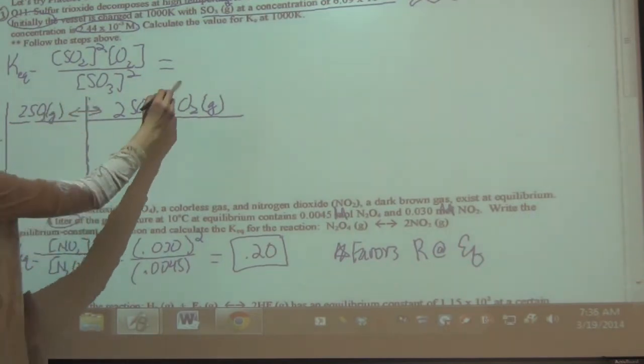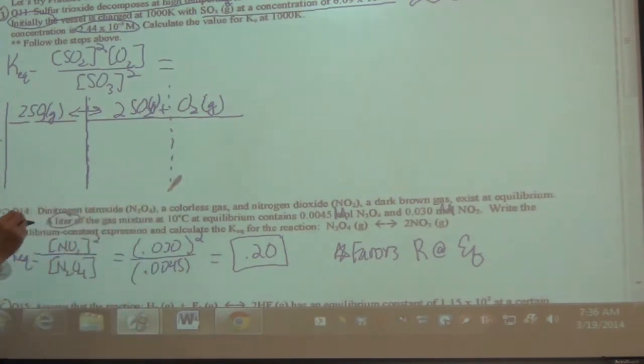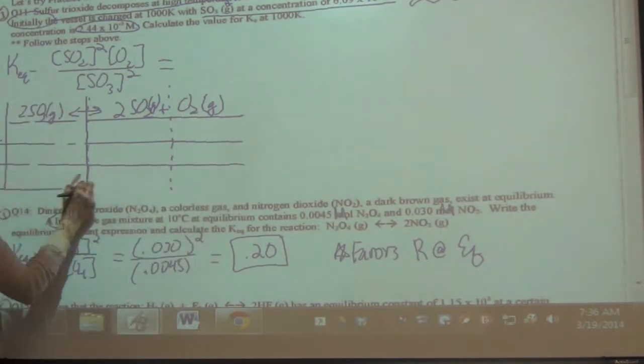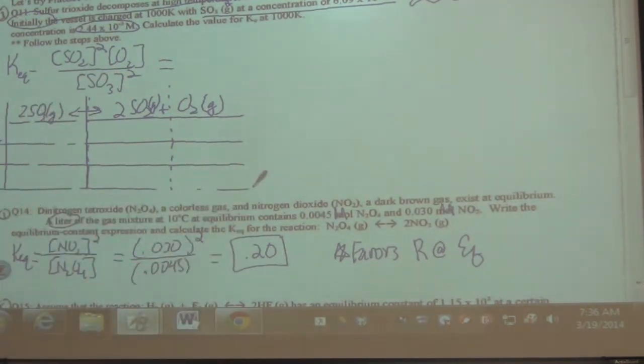Let's make that a hard line. And let's make that a dotted line for the reactants. There's my I. There's my C. There's my E. Okay, so what we're going to do is we're going to write what we have initially. Fill in anything that you have on here, okay?